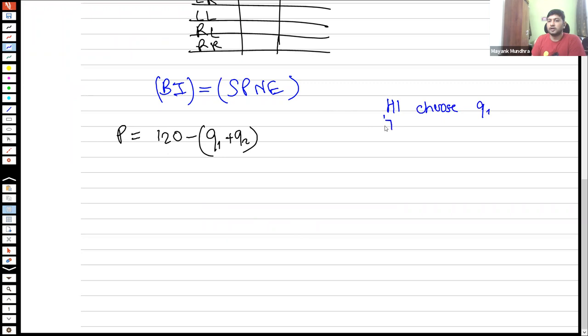Then Herder 2 observes Q1. This is an important step. This says that Herder 2 knows what Q1 is. And then Herder 2 chooses Q2. Okay, so that's the chronology of things. Herder 1 choosing Q1, Herder 2 observing Q1, Herder 2 choosing Q2.